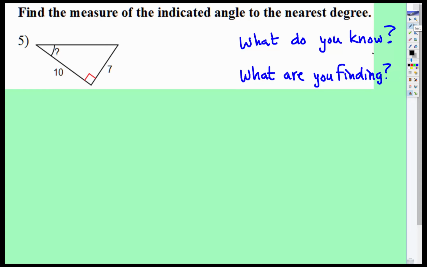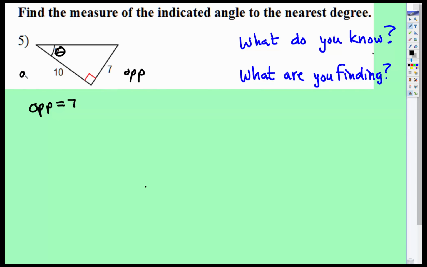Okay, now we're going to find the measure of the indicated angle to the nearest degree. Again, what do you know? What are you finding? So this, the question mark, is going to be the theta. So when we're looking at the theta, what do we know? We know the opposite side is equal to 7.